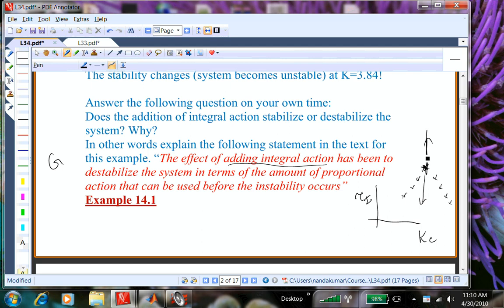This statement says the effect of adding integral action, meaning the effect of decreasing tau I, is to destabilize the system in terms of the amount of proportional action. That is, for a horizontal line like this, you're fixing tau I, and then I keep increasing Kc until it becomes unstable. So if that point is on the left, it means integral action destabilizes. If it moves to the right, it means integral action in the particular problem stabilizes it, meaning you have a larger range of cases for which the system still remains stable. Is that clear? Is that any better? Otherwise, you have to ask questions.